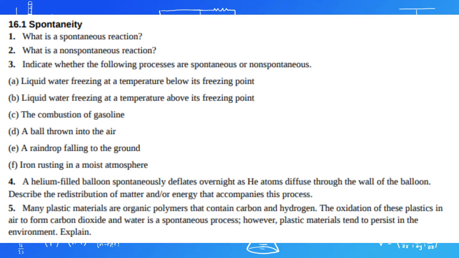Number 5. Is that anything new? Many plastic materials are organic polymers that contain carbon and hydrogen. The oxidation of these plastics in air to form carbon dioxide and water is a spontaneous process. However, plastic materials tend to persist in the environment. Explain. Just because the process is spontaneous doesn't mean it happens quickly and in an instant. It takes time. That's the problem with plastics. It's not that they don't decompose, it's that they take forever to decompose. That's for the environmentally conscious people out there.